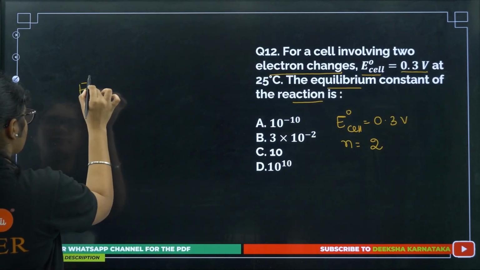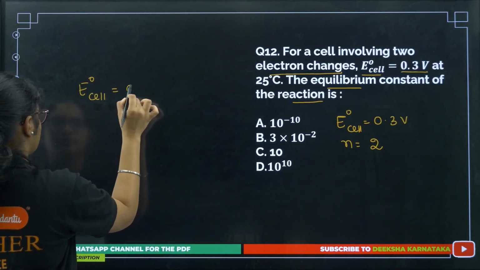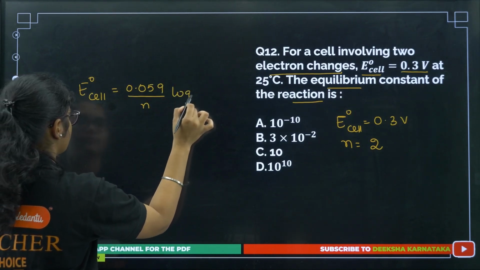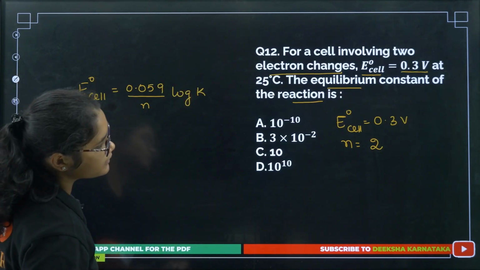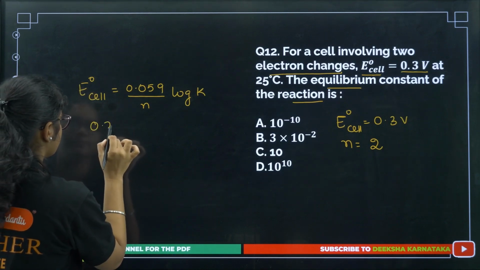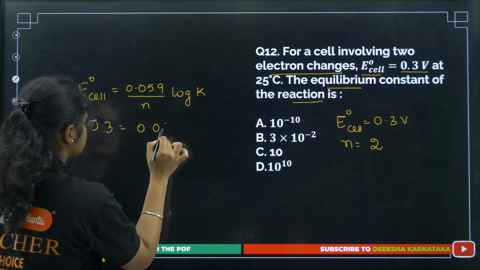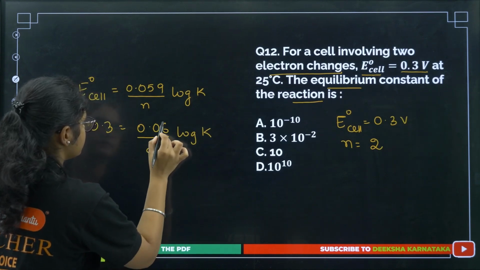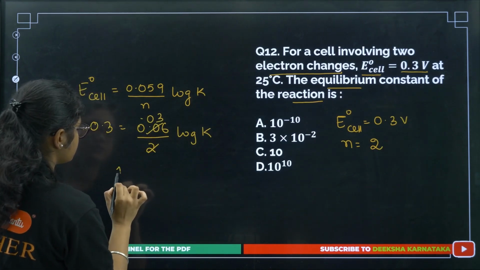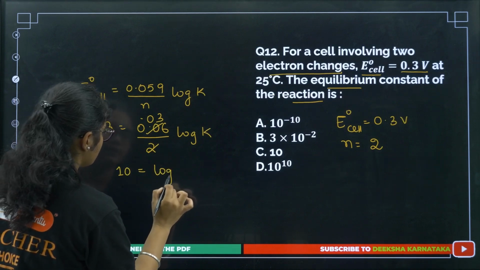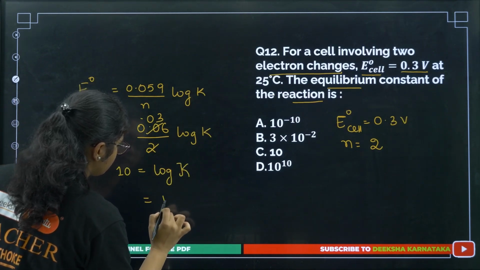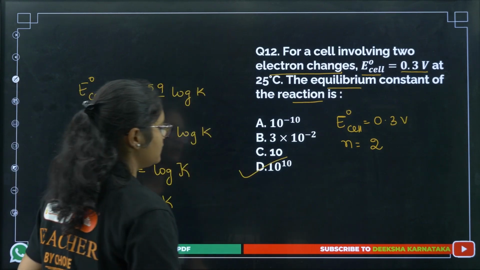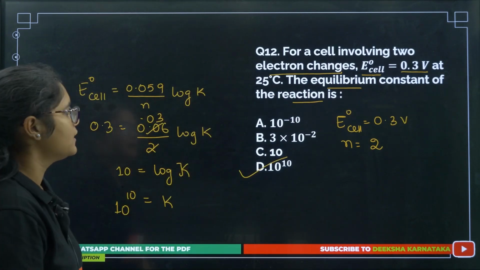So we have this formula, E0 of the cell is equal to 0.059 by N log of K. Okay, now what is E0 cell value? That is 0.3. Okay, and here it is 0.06, I'll write for easy calculation, by 2 log K, right? Now this is 0.03. Now if I solve this, I'll get 10 is equal to log of K. Okay, now K will be equal to 10 to the power of 10. So the correct answer here will be option number D.